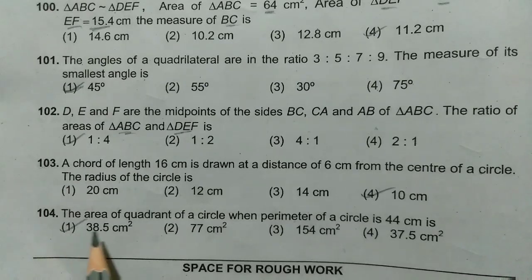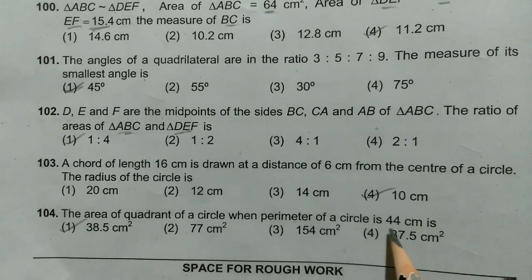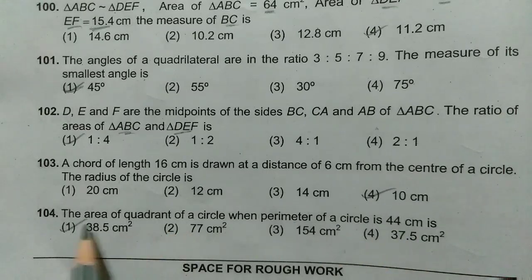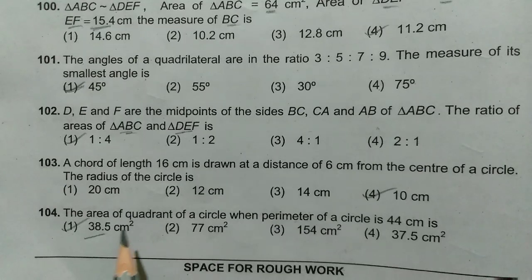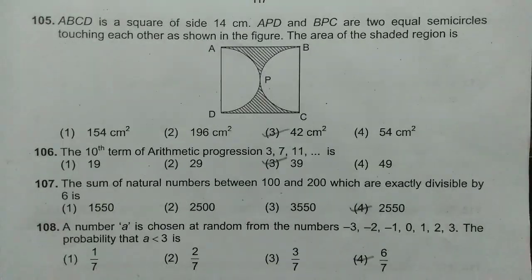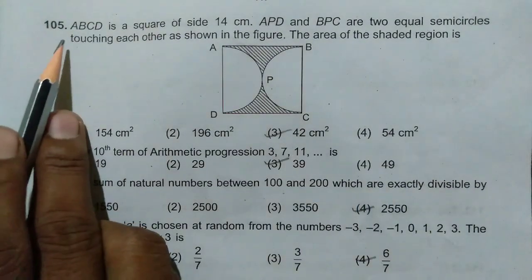Next 104. The area of a quadrant of a circle when the perimeter of the circle is 44 cm. Here the perimeter of the circle is given as 44 cm. You can find the area of the quadrant of the circle, that is 38.5 cm square you will get, right?